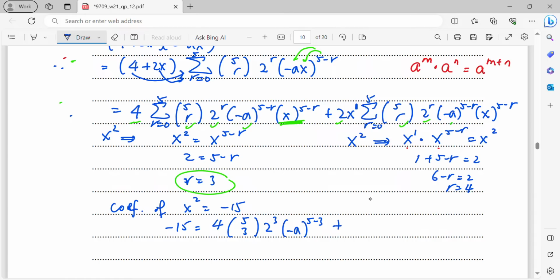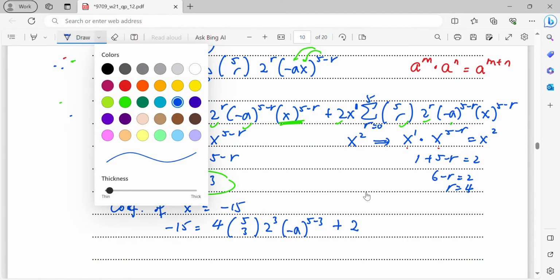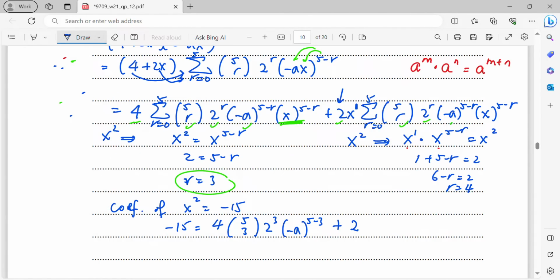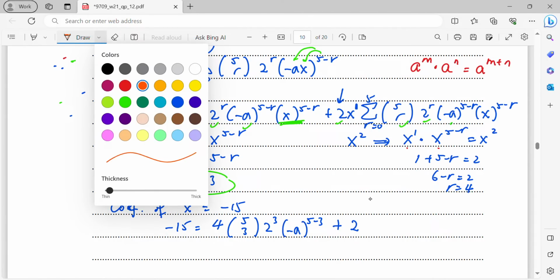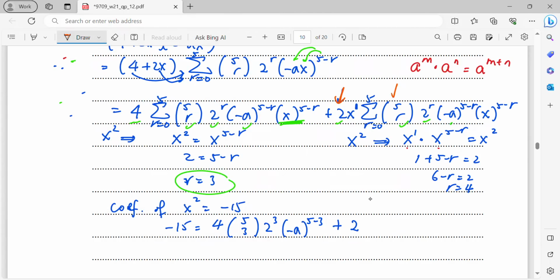And then followed by the second expansion. Here is a 2, here's a 2, this and this, and replace the r by 4. So then I will be getting 5c2, 2 power 4. Sorry, r is 4. Okay, r is 4. Then 2 power 4 minus a to the power 5 minus 4.